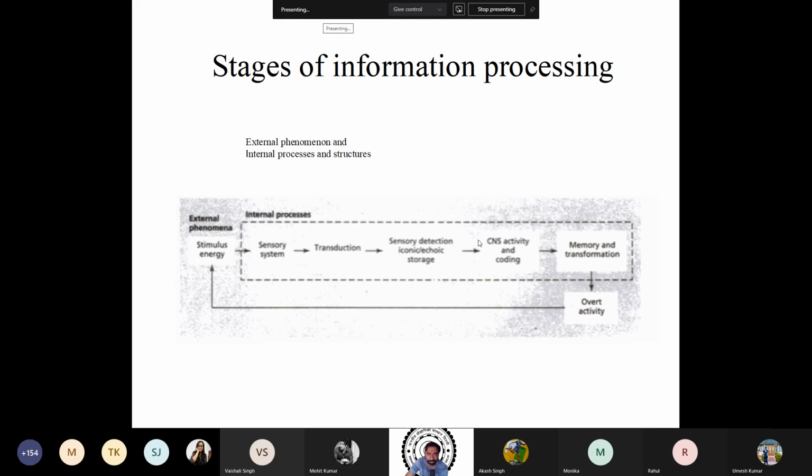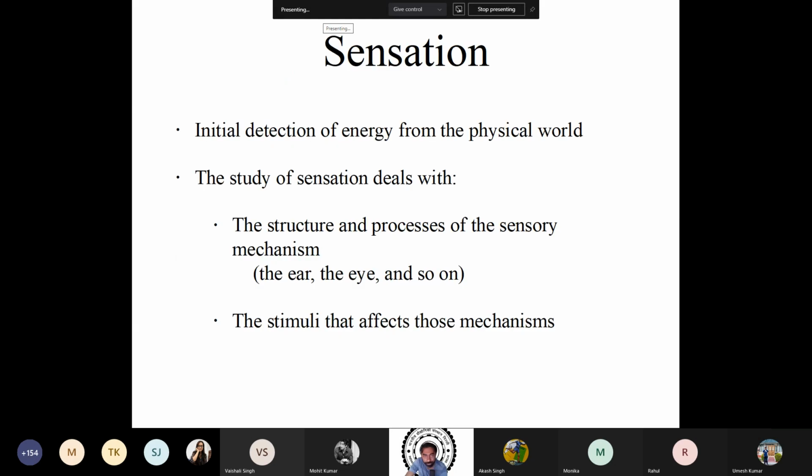Don't take this linearity too seriously. There's a lot of crosstalk happening and a lot of non-linearity, but this is just a simplistic linear diagram. That was the question, sir. Thank you. Okay. Yeah, this is more of a conceptual linearity, not an actual implementation linearity. All right, so we have to define sensation now. So sensation as separate from perception.